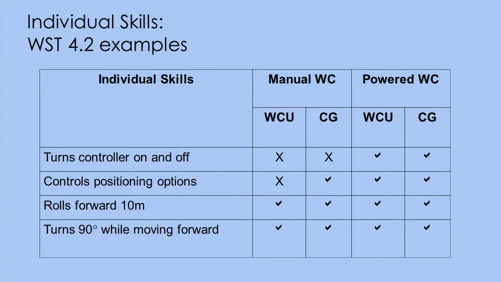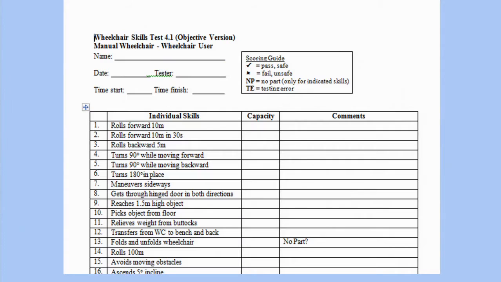The individual skill for manual wheelchair is for the wheelchair user, WCU, and for the caregiver is CG, not contact guard, for all of you therapists out there. Get out of your own heads for a minute. But turn the controller on and off, controls positioning options. They can roll forward 10 meters, turning 90 degrees while moving forward. So we're starting to see a little bit more. And if you get into the detail, which of course I'm going to read you a few, and then you can look this up on your own, or if you're on a computer right now.